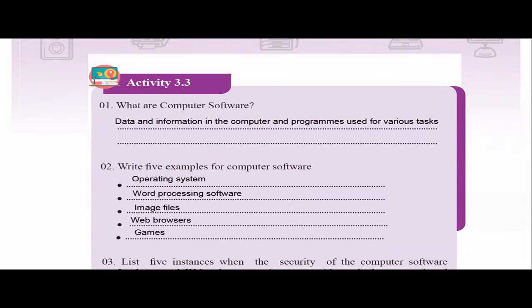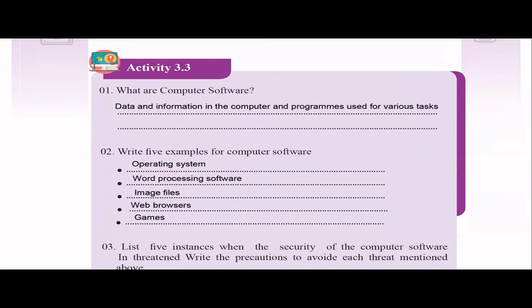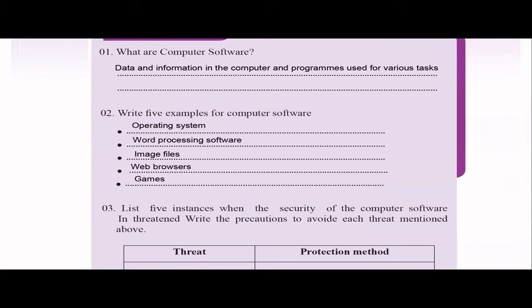Then in activity 3.3, they are talking about computer software. So what is computer software? Data and information in the computer and programs used for various tasks, right? So software means data, information plus the programs. For the data part, you can write things like image files. Other than that, for computer software, like system software and application software, you can write examples: operating system, word processing software, PowerPoint or presentation software, spreadsheet software, image files, video files, web browsers, games. Those things you can write.